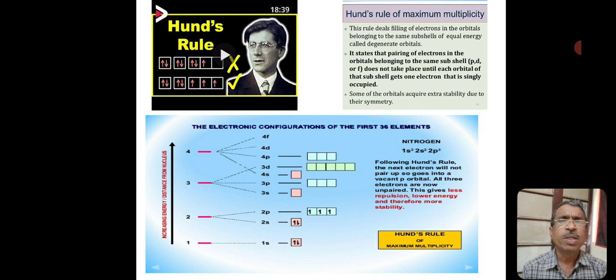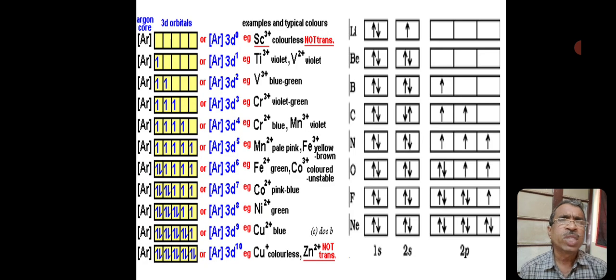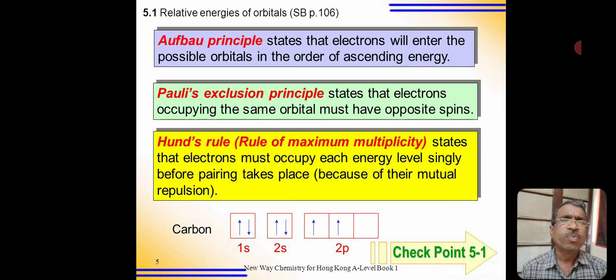Here I have shown Hund's rule and how the distribution of electrons takes place according to Hund's rule. Here also I have shown Hund's rule for various elements as well as ions. This slide gives once again the 3 rules: the Aufbau principle, Pauli's exclusion principle and Hund's rule of maximum multiplicity.